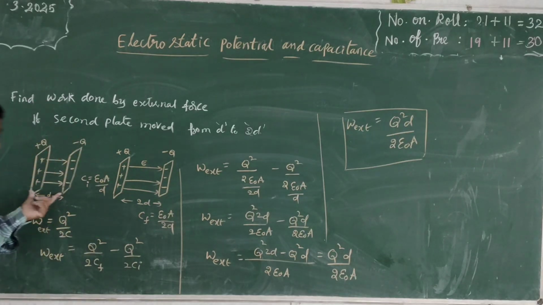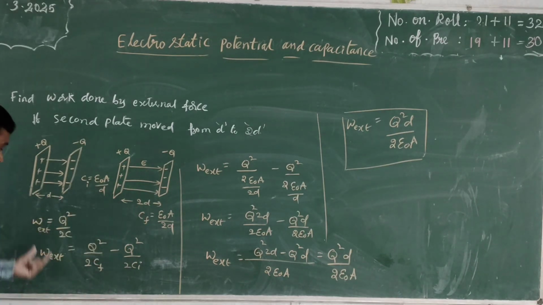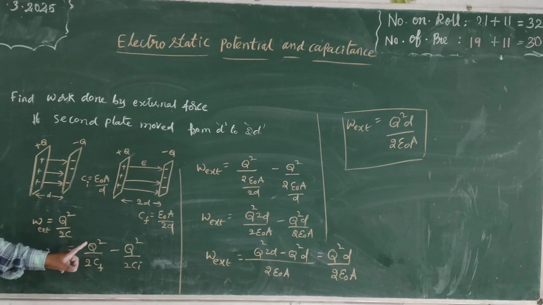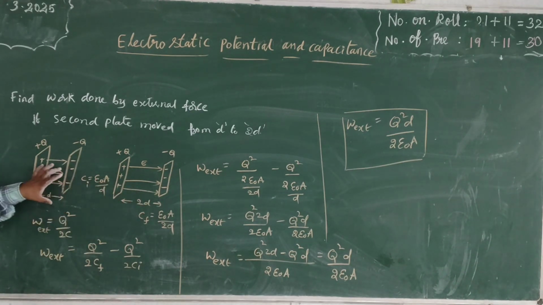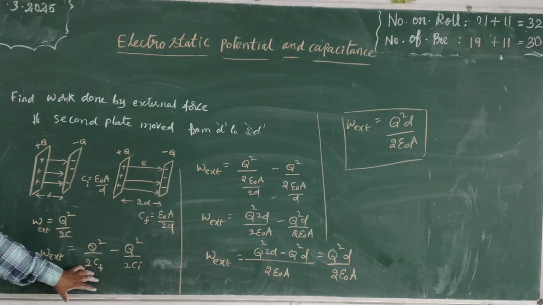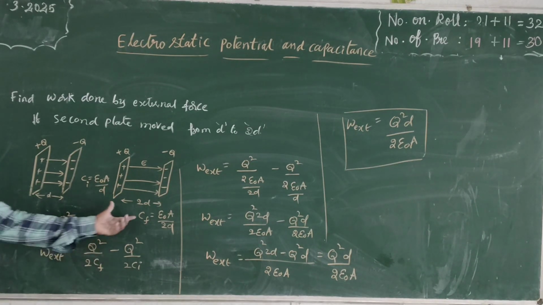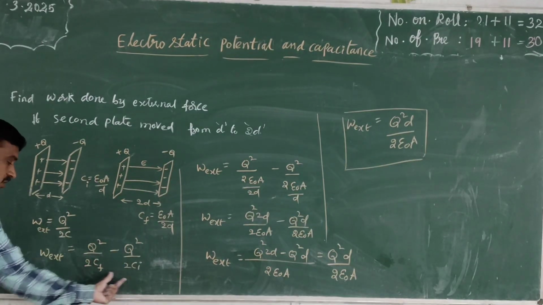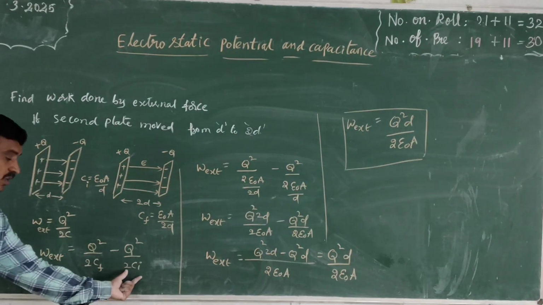What are we doing here? The first plate is fixed, and only the second plate is moving, from d to 2d distance. So I write the work done by the external force as Q square by 2C final minus Q square by 2C initial. Q is the same, so only the capacitance will change: final capacitance and initial capacitance.